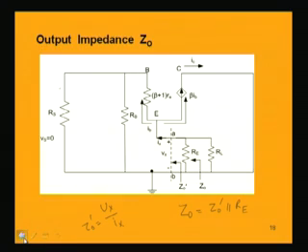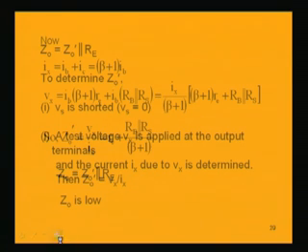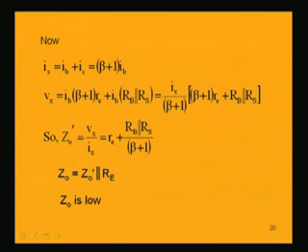Now, what is Vx? This voltage, the voltage between these 2 points, is equal to this drop plus this drop. So, what is this voltage drop? Ib into (beta plus 1) Re plus Ib into the equivalent resistance between Rs and Rb. So, Vx equals Ib into (beta plus 1) Re plus Ib into Rb parallel Rs.